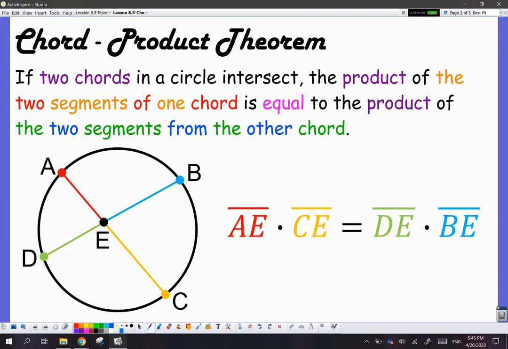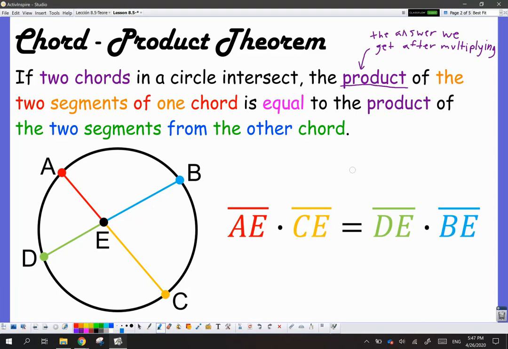Now, first of all, that word product, you don't remember what product means? The product means the answer we get after multiplying. So the product is the answer that we get after multiplying some numbers. So what this tells us is if we multiply the two parts of one chord, that's going to equal the other two parts of the other chord multiplied together as well.